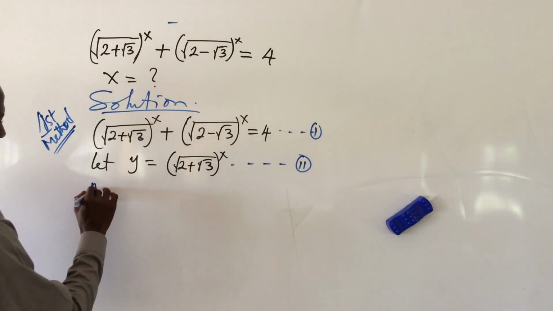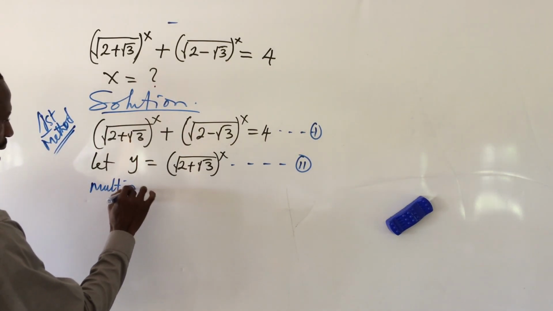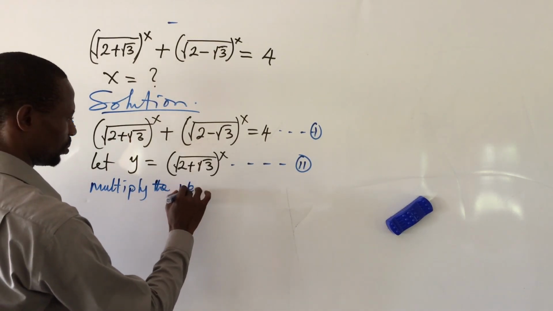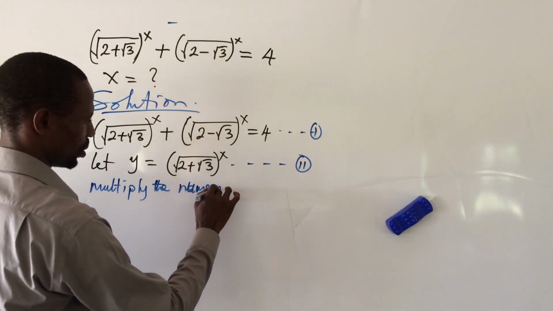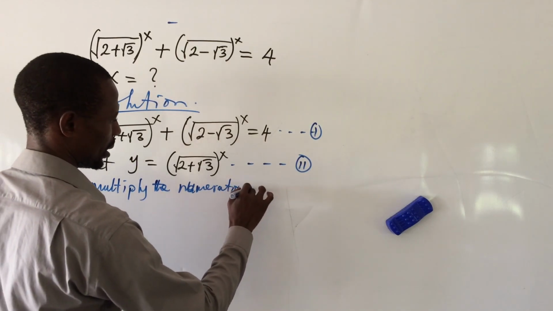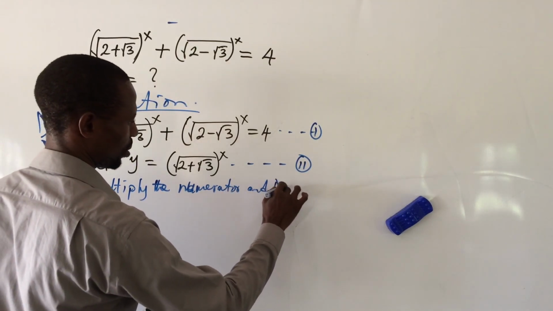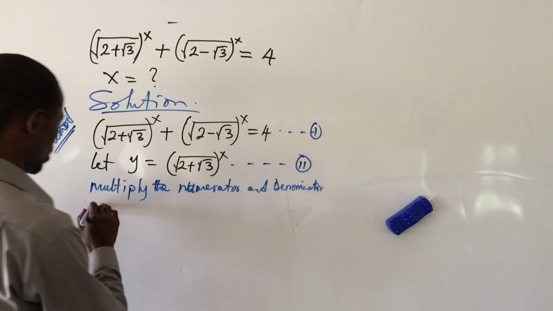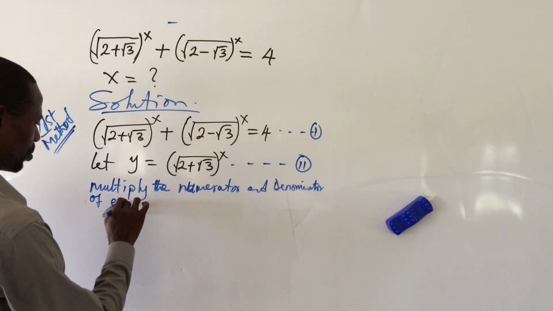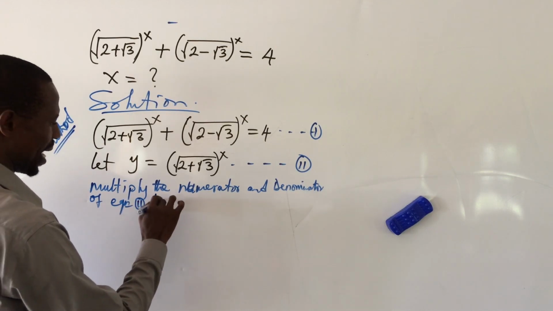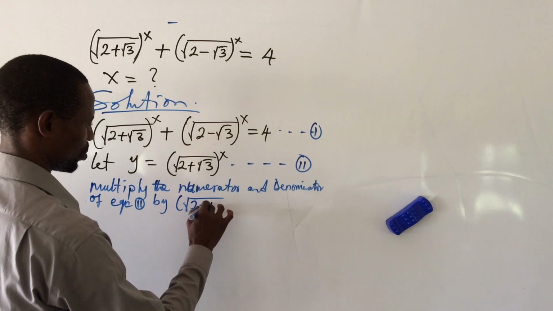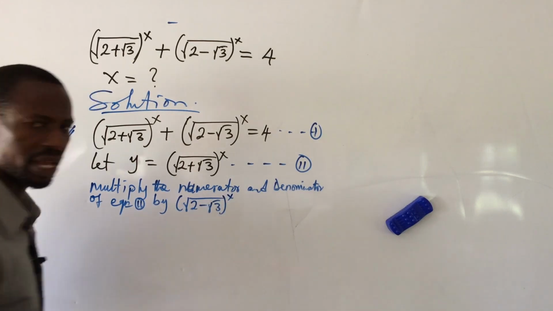Multiply the numerator and denominator of equation 2 by the expression square root of 2 minus root 3 all to the power of x.